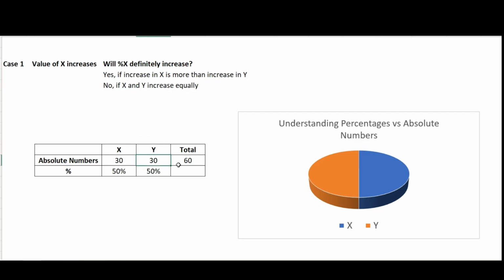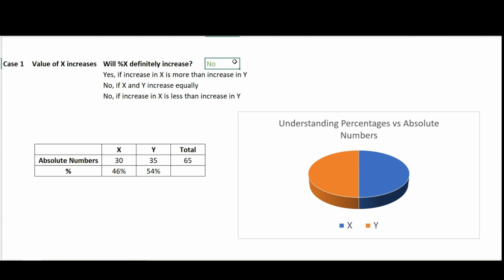Let's consider another scenario in which both x and y are increasing, but y is increasing more than x. So here you can see the total increases. Y increased by 15 units while x increased only by 10 units. The percentage of x has reduced in this case. So in this case, the percentage of x will not increase. So to answer this question, if value of x has increased, will percentage x definitely increase? The answer is no. It depends on the value of y.